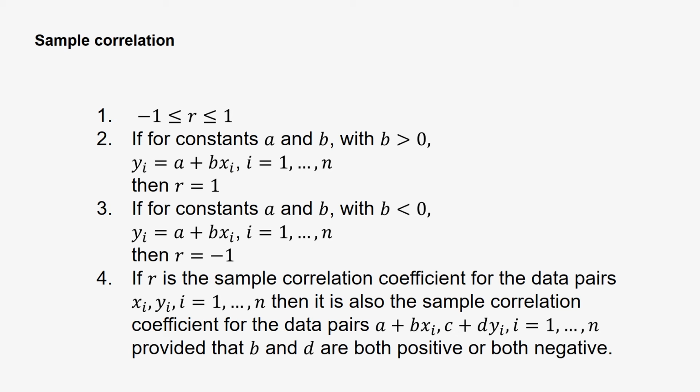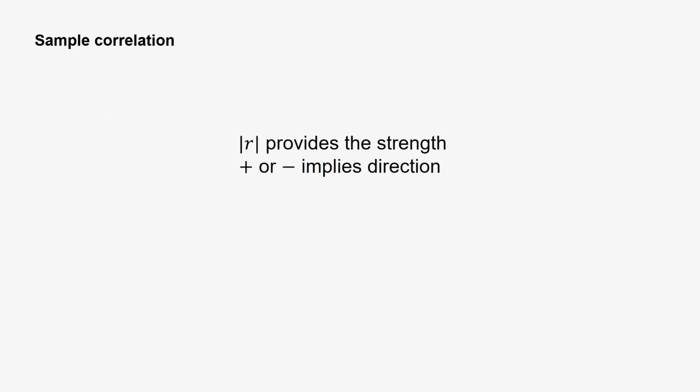Finally, property 4 states that the value of R is unchanged when a constant is added to each of the x variables, or for that matter, y variables, or when each x variable, or for that matter, y variable, is multiplied by a positive constant. Property 4 indicates quite clearly that R does not depend on the dimensions chosen to measure data. That is, you can measure a person's weight in pounds or kilograms.